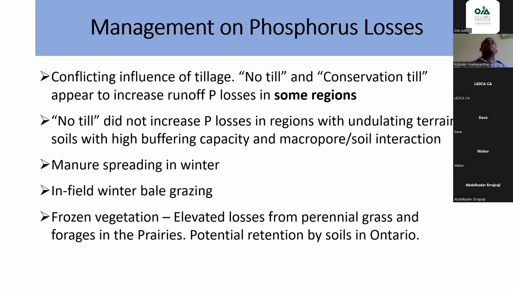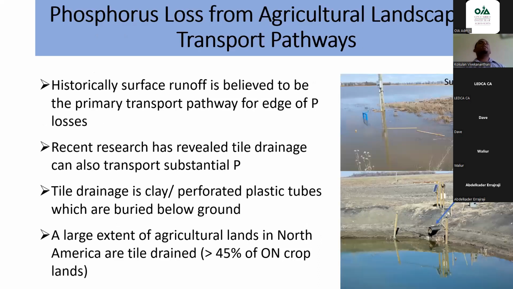So now we talked about some of the sources that could contribute to field scale phosphorus losses. Now let's look at the transport pathways that transport this phosphorus out from the field to the waterways. Historically, surface runoff is believed to be the primary transport pathway for edge of field phosphorus losses, because we know that phosphorus has a high affinity to bind with the soil. However, recent research has revealed that tile drainage can also transport a substantial amount of phosphorus.